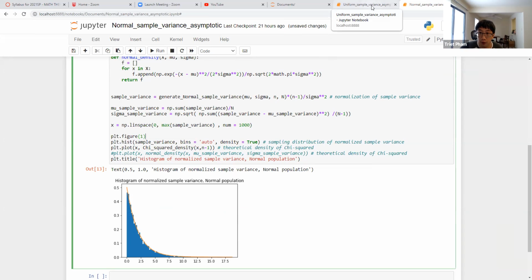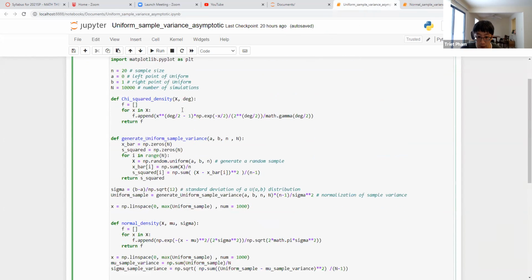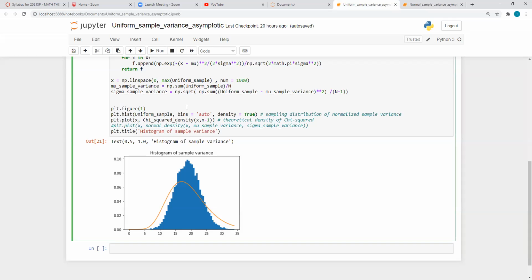So let me move to the sample variance. Can you see this? I switched to the screen, right? It's fine. This is for the uniform. It's okay, right? You see the uniform one. Yes, we're good. Okay, appreciate it.